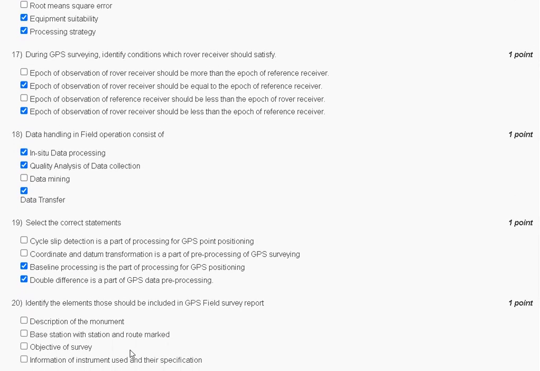Question number 20. Identify the elements that should be included in GPS field survey report. The correct answer is option A, description of movement. Option number B, base station with station and route marked. Option number C, objective of survey.